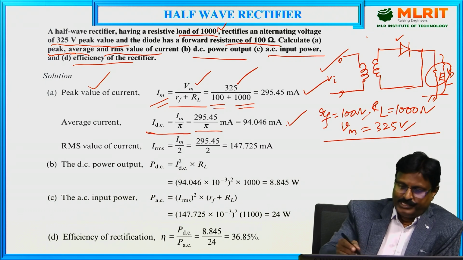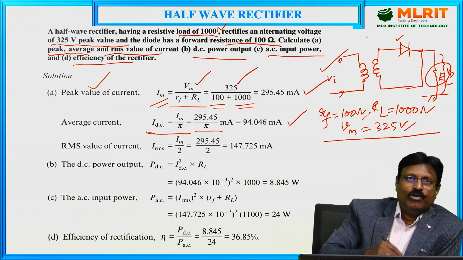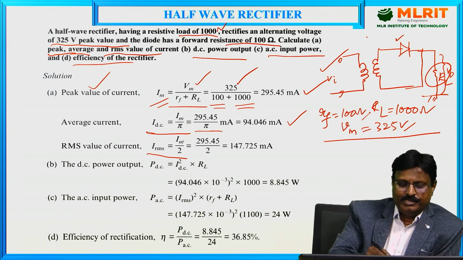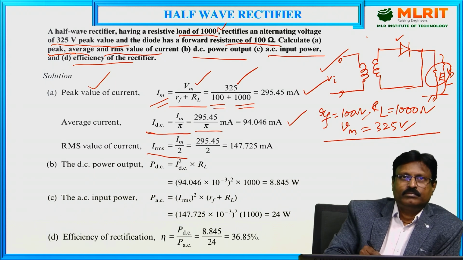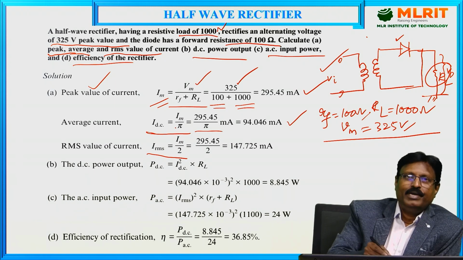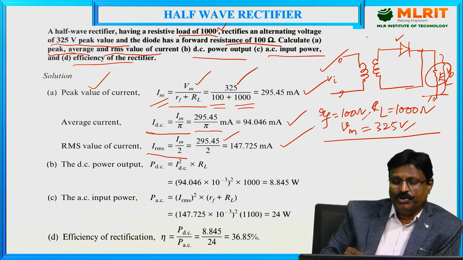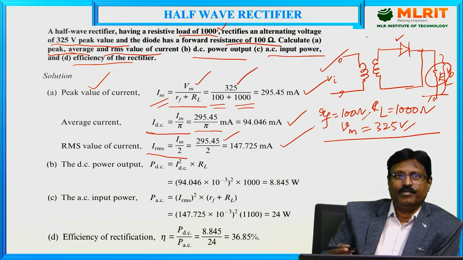Okay, next, the RMS value of current. IRMS of a half wave rectifier is IM by 2. IDC value is IM by pi and IRMS value is IM by 2. The IM value we already got as 295.45 milliamperes, divided by 2, and you will get 147.725 milliamperes, right?